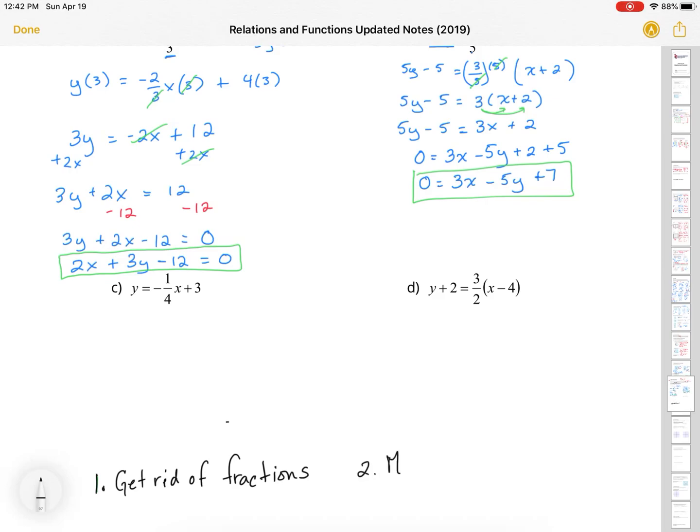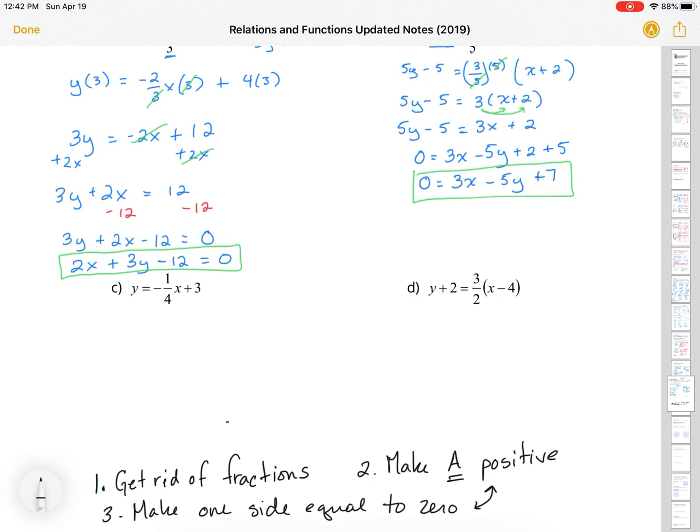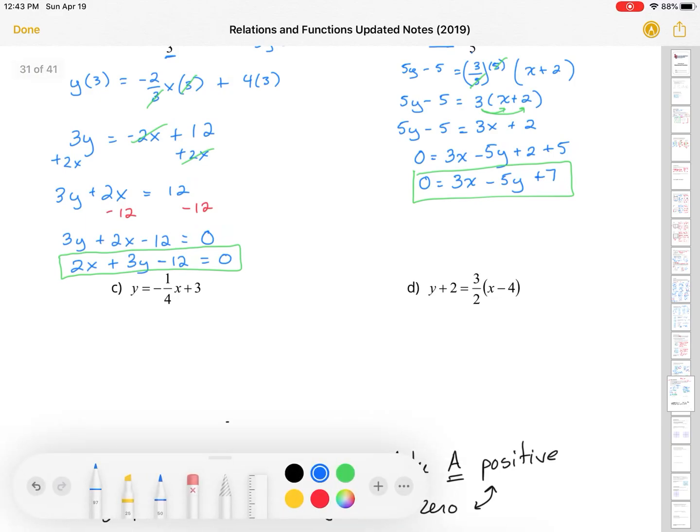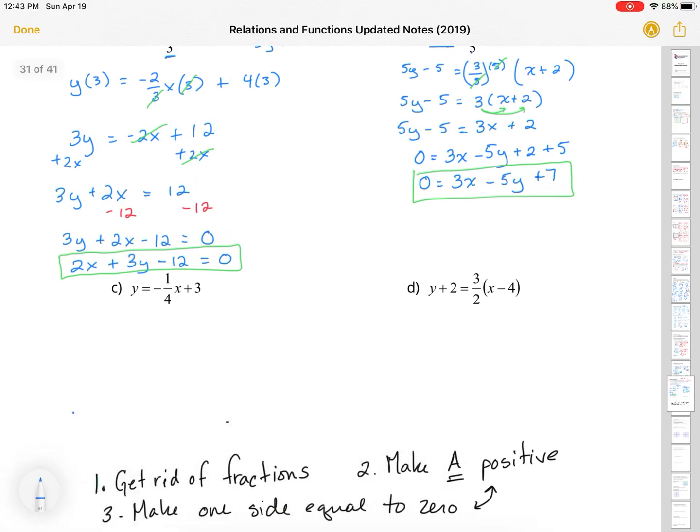Second, make a positive. And then the third is make one side equal to 0, while maintaining that a is positive. Okay, so let's look at this next one.